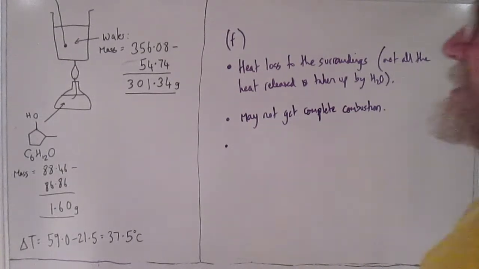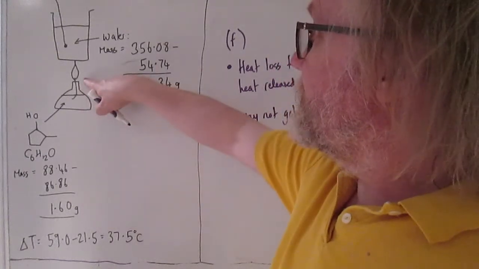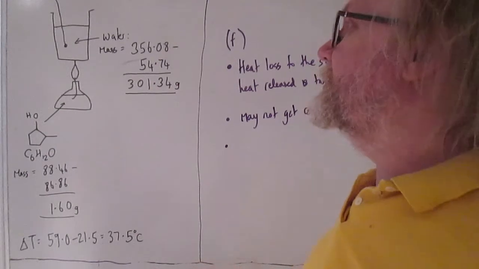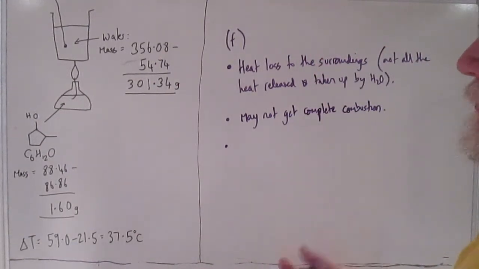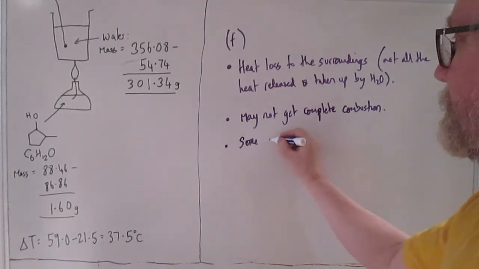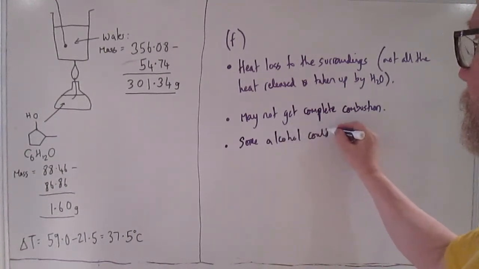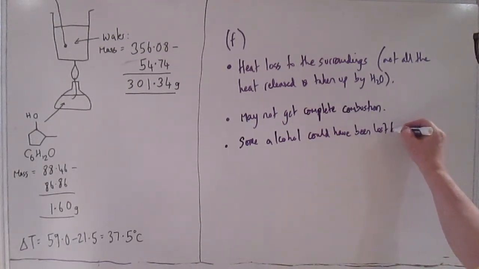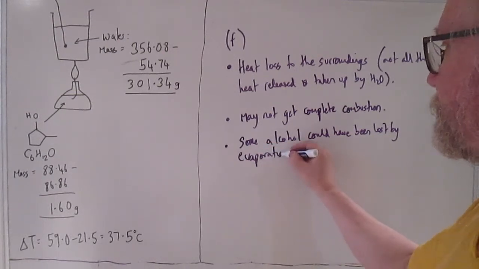Another one is that it's possible that some of that loss of mass was actually due to evaporation, you know, before you lit the flame, or between weighings, and so some of the alcohol may have been lost by evaporation rather than combustion. It's not likely to be a big number, but it's a possible one. So some alcohol could have been lost by evaporation rather than combustion.